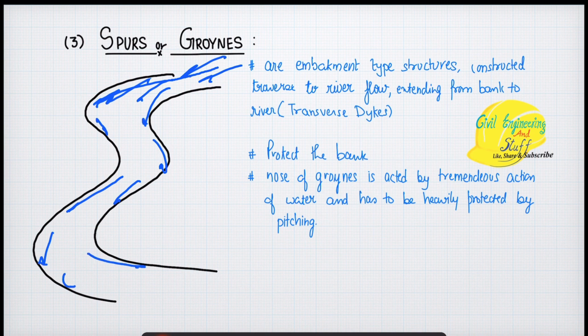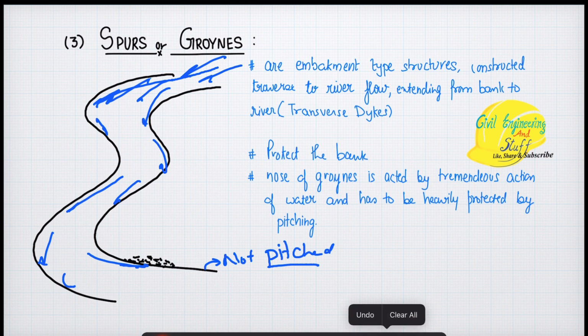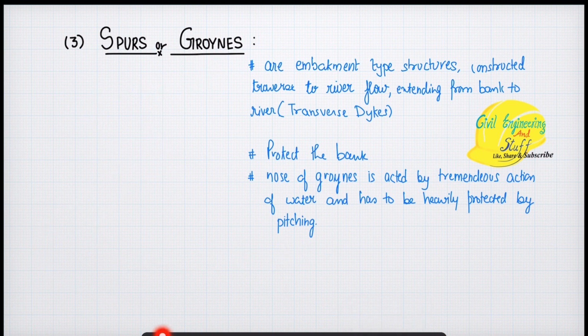Now, if the banks of the river are not pitched, then this moving water will eventually lead to a small amount of silting during a certain time period. Okay, so to ensure the stability of the bank, we construct certain structures, which we call groynes.